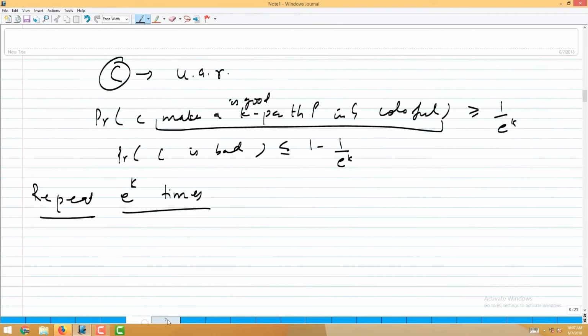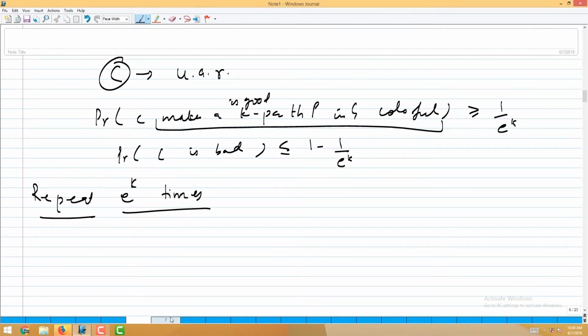It is what? Sorry? 1 by e. Why? 1 minus 1 by e to the power k can be bounded by e to the power minus 1 by e to the power. Yeah. So we'll worry about this bound. Like, what is the expression? How do you get 1 by e? What is the first step of the expression?